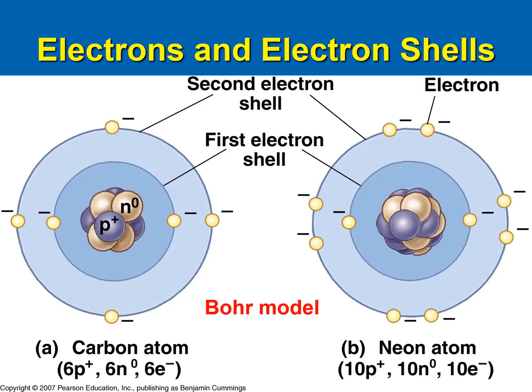Okay, and then this is just what we drew. This way of drawing the electrons and these electron shells with these rings is just called the Bohr model. It's just named after a chemist who came up with this way of drawing the atoms, and his last name was Bohr.